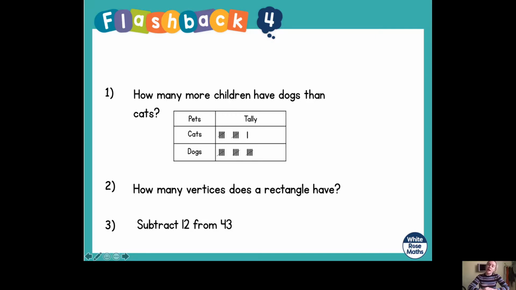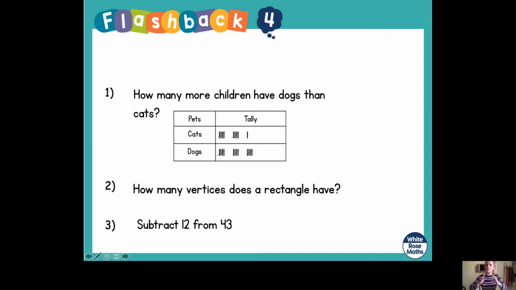Then number 2, how many vertices does a rectangle have? Now, can you remember what a vertex is? And if you do, that's fantastic because you can count how many vertices there are on a rectangle. Then number 3, subtract 12 from 43. So I would recommend using column subtraction for this question. Okay, so pause the video now and have a go at your flashback. Okay, Year 2, so let's see how you got on.